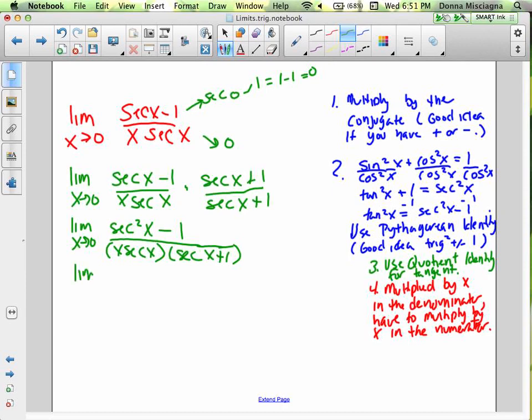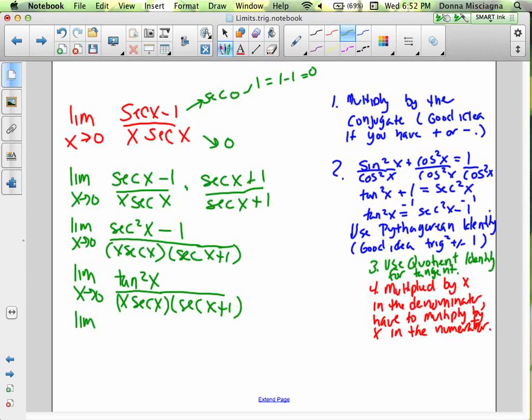So we're going to have the limit as x goes to 0. Now this is tangent squared x, and now I've got x secant x times secant x plus 1. Now we can replace that tangent squared x. We can use the quotient identity and replace it with sine squared x over cosine squared x. Let's rewrite this one.